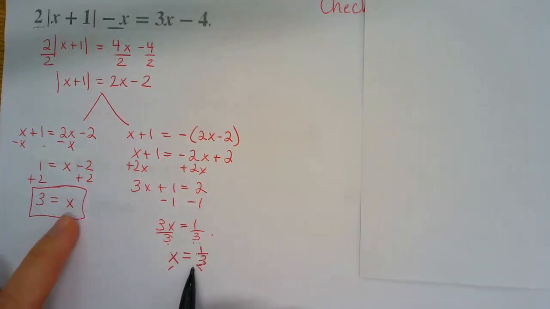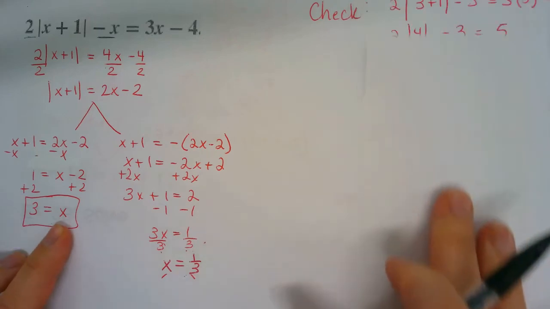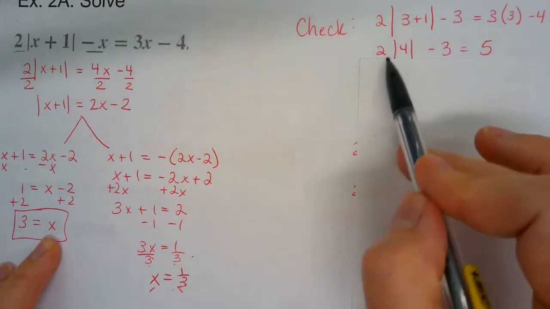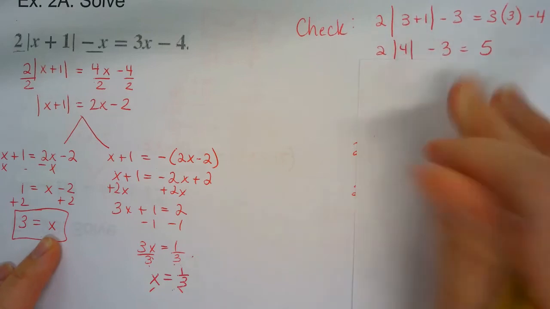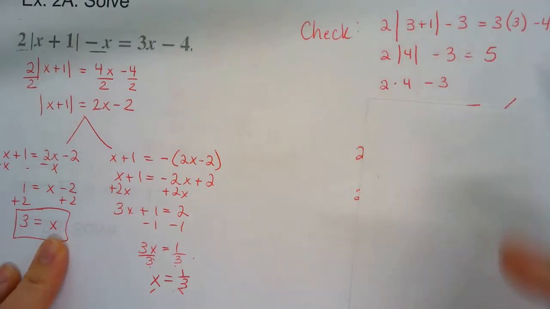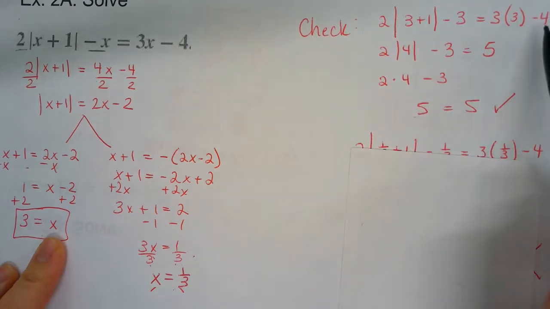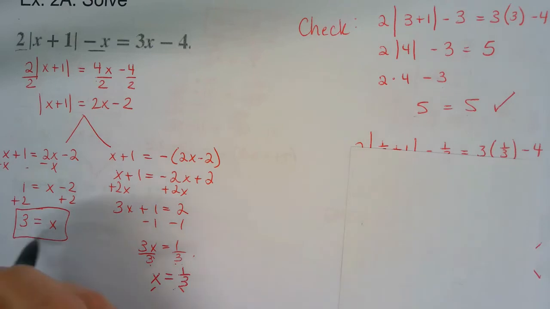So now what you want to do is you want to check those. So when I put in 3 up in my original form, I had 2 times the absolute value of 4, which is just 2 times 4 minus 3, which is just giving me 5. And then when I did the other side, I also got 5. So I know that x equals 3 is one of my answers.